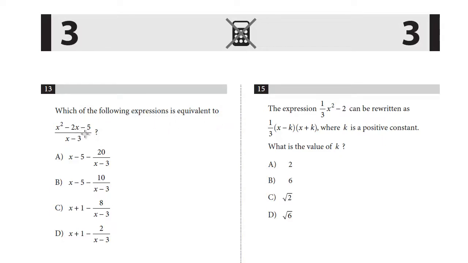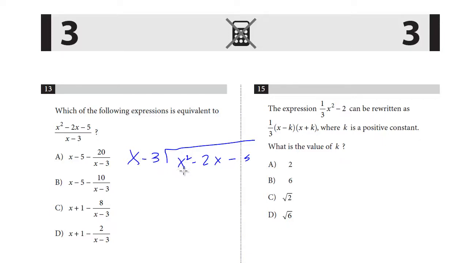I think students might be inclined to try to factor this out, but we can't get a factor of 3 into 5, right? 3 times 2 is 6. It's not going to work, so we have to use long division. We saw this, I think, on a previous test, so we have to divide x minus 3 into x squared minus 2x minus 5.